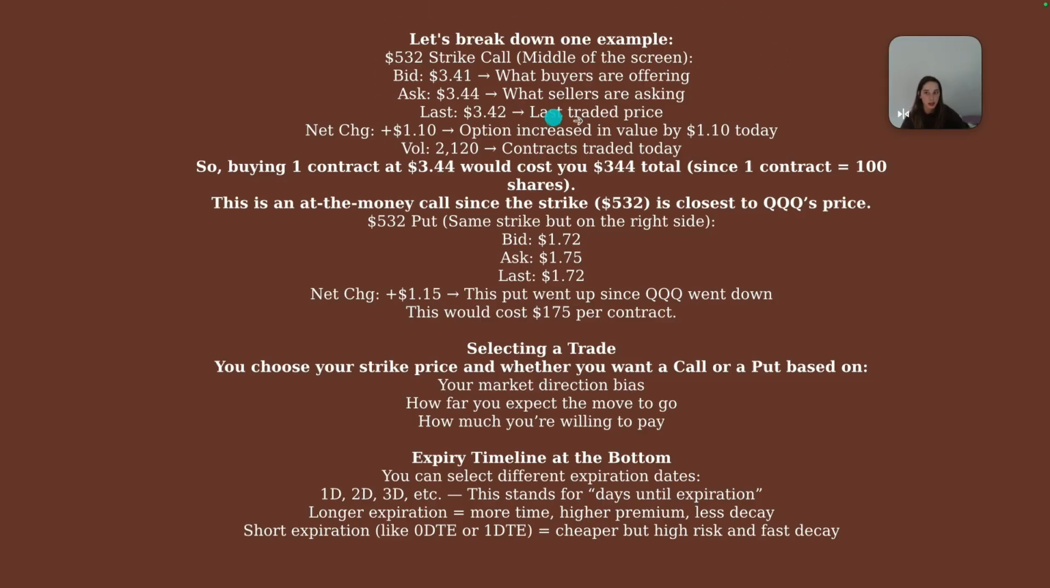Your last is the last traded price. So at $3.42, that was the last traded price of the contract. Your net change is $1.10. The option increased in value by $1.10 today. And then the volume is 2,120. So that's the amount of contracts that were traded today. So buying one contract at $3.44 would cost you $344 total, since one contract equals 100 shares. And that contract is an at-the-money call, since the strike, 532, is closest to QQQ's current share price.